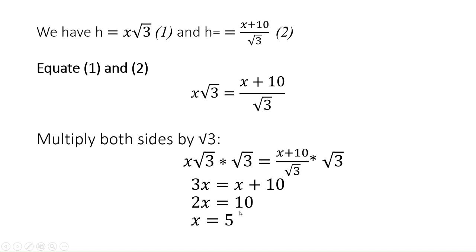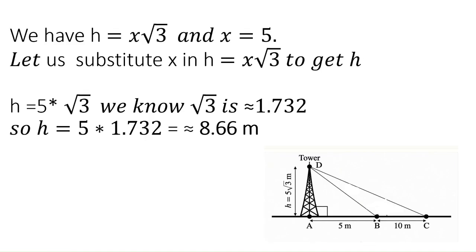What is x here? x is nothing but the distance between the foot of the tower to the first point, where the angle of elevation is 60 degrees. So we need to find out the height of the tower. So what is the height of the tower? h is equal to x into root 3. Just we are substituting the x value as 5 here. So let us substitute x into root 3, that means 5 into root 3.